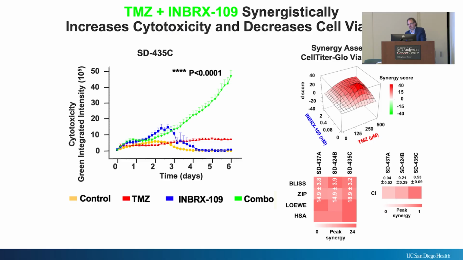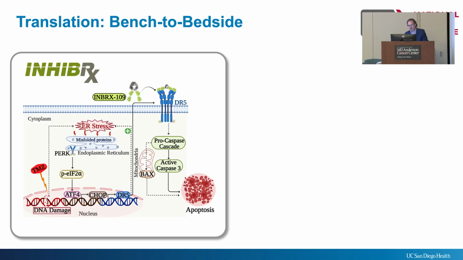When we do what's called synergy analyses, we're basically trying to figure out, is it additive, meaning like 1 + 1 = 2, or is it synergistic, meaning 1 + 1 might equal 4? It turned out the combination of the 2 drugs was synergistic in the laboratory. So what we ultimately figured out in terms of this bench to bedside is that temozolomide was causing this DNA damage that we knew about, causing a mechanism of ER stress that I won't get into, but ultimately turning on this DR5 gene, which then, when we hit the cells with Inhibrx 109, would increase the cell death.